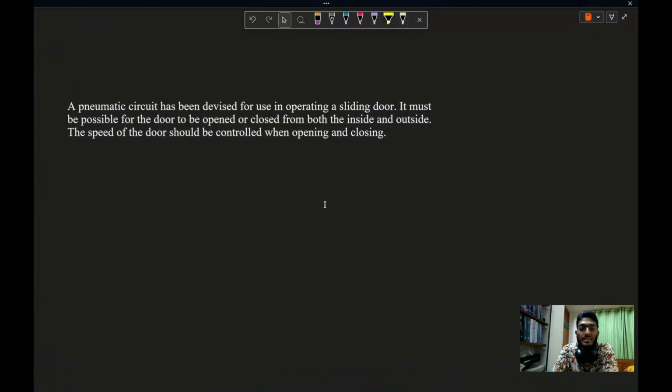The problem states that a pneumatic circuit has been devised for use in operating a sliding door. It must be possible for the door to be opened or closed from both the inside and outside. The speed of the door should be controlled when opening and closing. So one thing to be careful of is the speed. Let's draw the circuit.